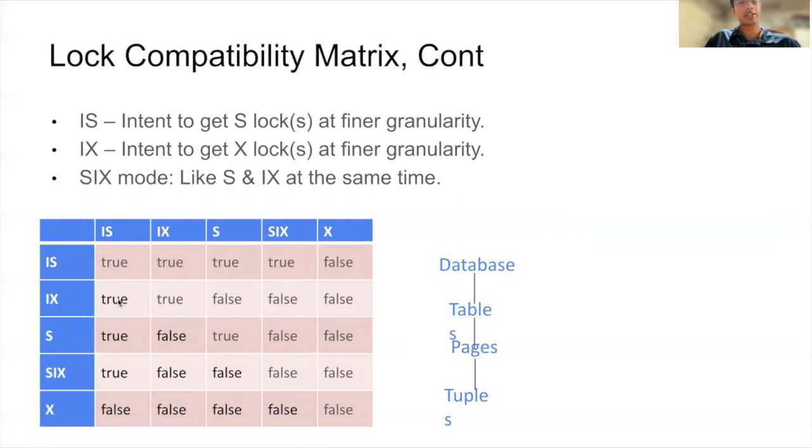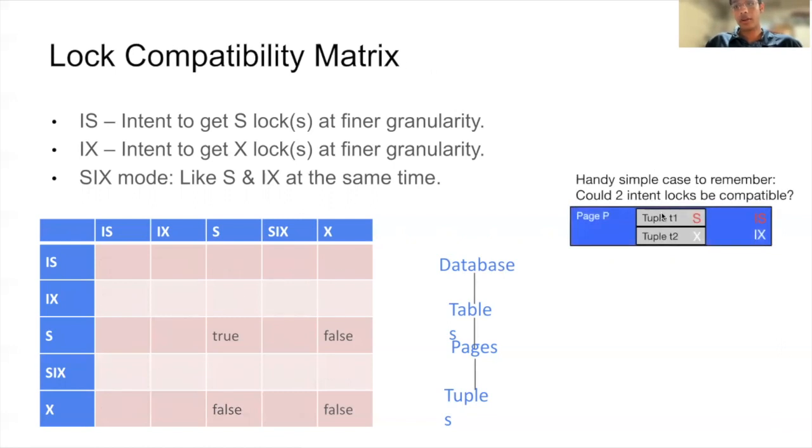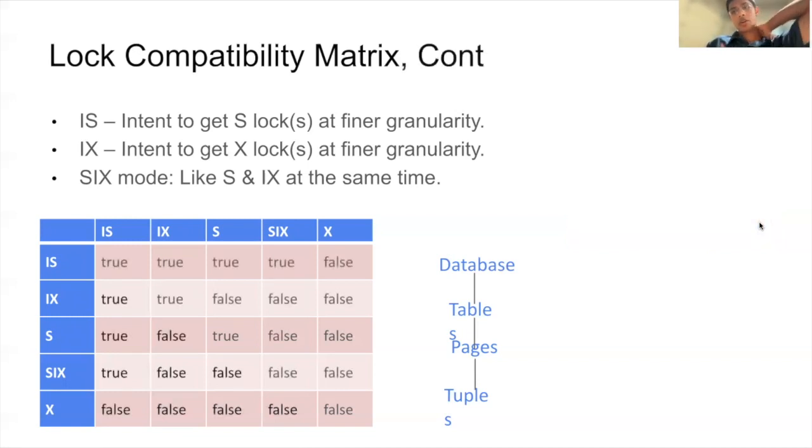For example, two transactions could have an IX lock on one resource, like a page, because later on down the line, it could just be the case that transaction 1, for example, locks tuple T1 and transaction 2 has an X lock on tuple T2. So their ancestor could have an IX from each transaction on it, and that would be totally fine. Two transactions could have an IX on the same page. So construct cases like that, I would strongly recommend, and see where they are and aren't compatible.